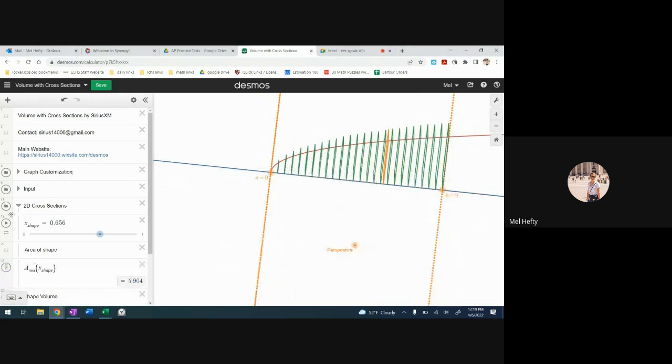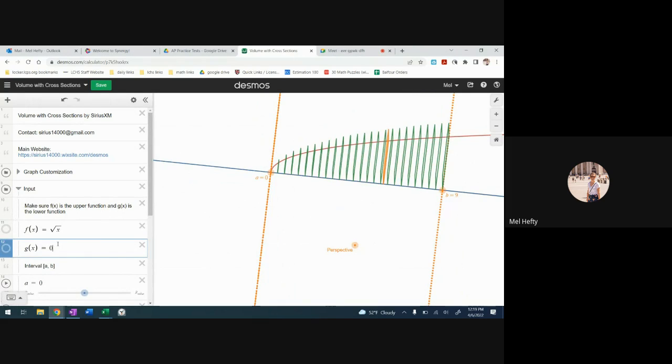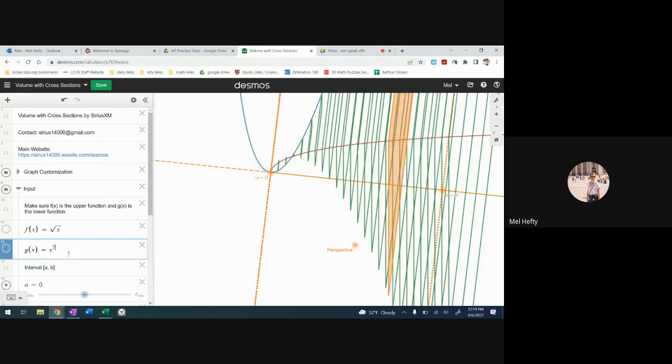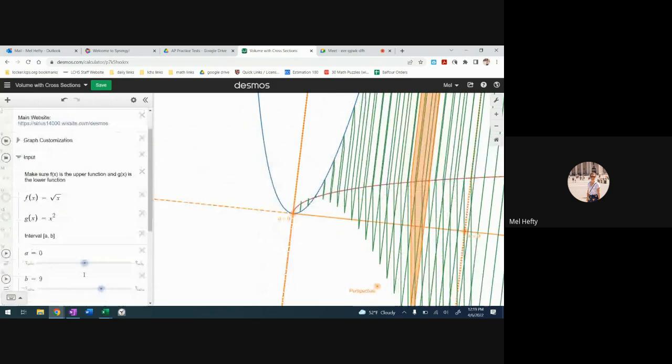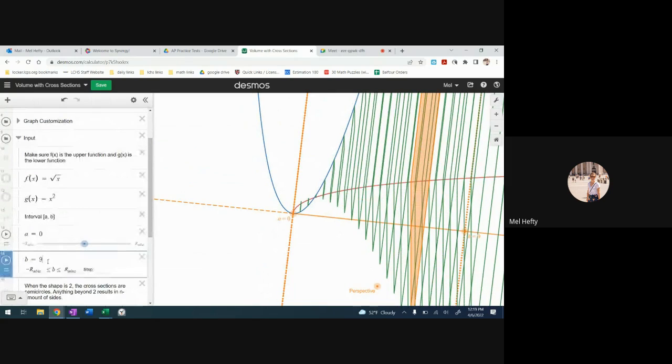All right, so let me see if I can remember. And I'll post this graph if you want to play with it. I think it's really fun. All right, we got x squared. Does anyone know where these graphs meet? Yeah, 1, 1. So I'm going to change this b to be 1.